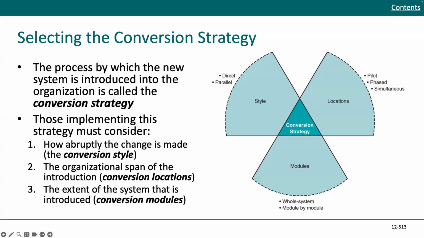The process by which the new system is introduced into the organization is called the conversion strategy. Those implementing this strategy must consider, 1, how abruptly the change is made. That would be the conversion style. 2, the organizational span of the introduction. That would be the conversion locations. And 3, the extent of the system that is introduced, and that's the conversion modules.